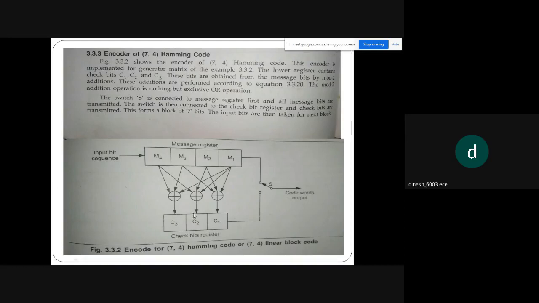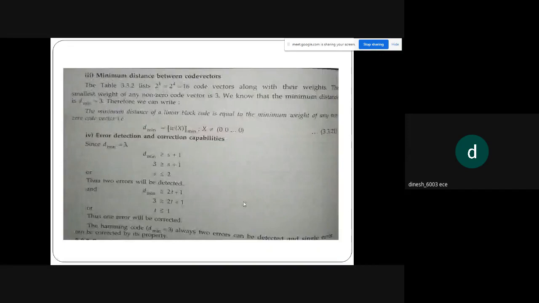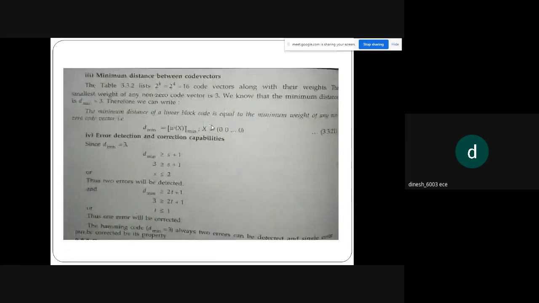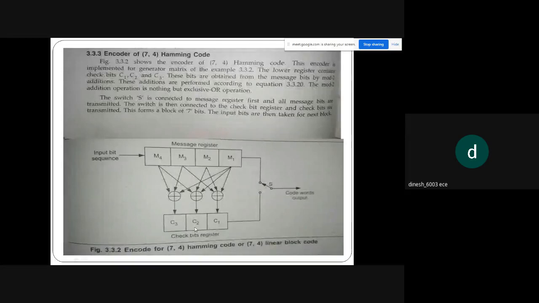Similarly for C2 we will see. C2 comes from M1, M2, M4. Let us check the diagram. For C2, where does it come from? It comes from M1, M2 and M4. So the modulo 2 addition of M1, M2, M4 gives C2.